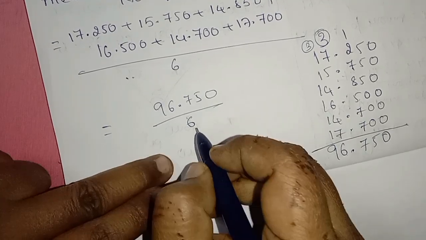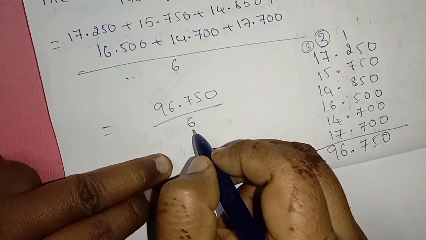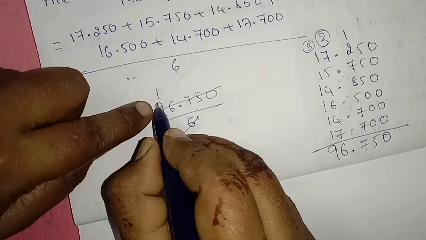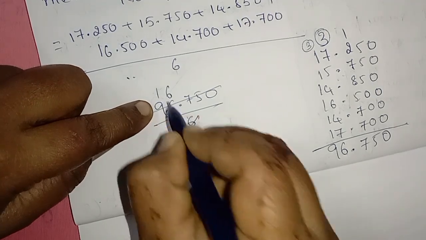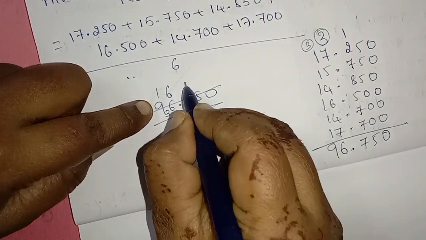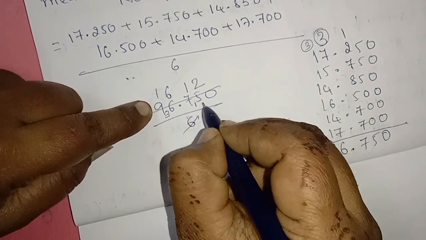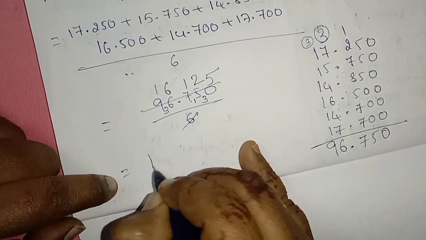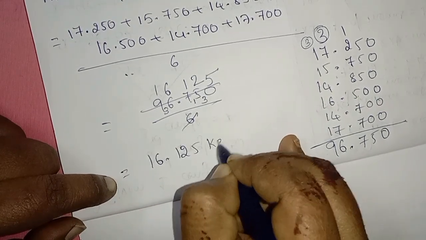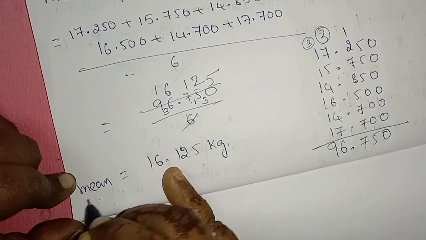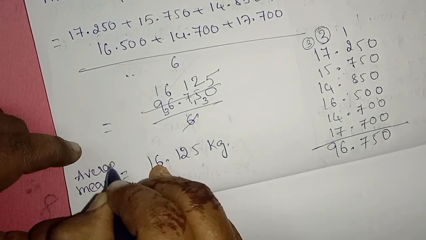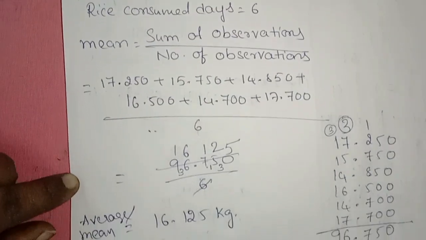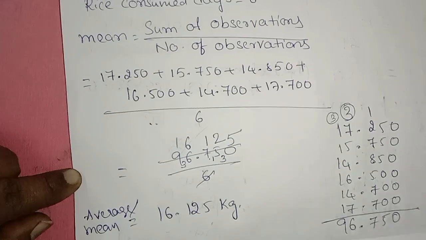So how much after cancellation? I am doing the division directly. 6 ones are 6. How much left? 3 remainder. 6 sixes are 36. So nothing left. 6 ones are 6, 1 left. 6 twos are 12, 3 left. 6 fives are 30. So 16.125 kgs is the mean or average. Average or mean, this is your answer. Next question.